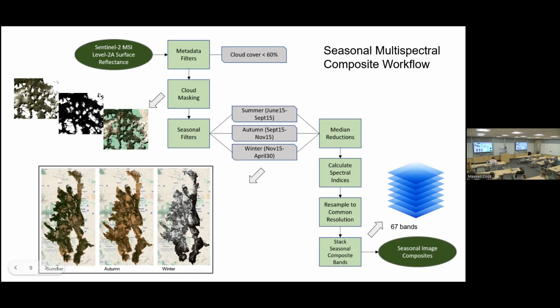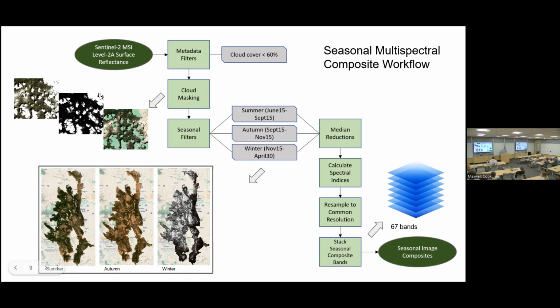These seasonal time steps are summer, which here we're considering June 15th to September 15th, autumn, September 15th to November 15th, and winter, November 15th to April 30th. These are critical time periods in the phenology of aspen trees, right? In the summer, they have their leaves at the most full and wet, with the biggest leaf area index in their canopy.